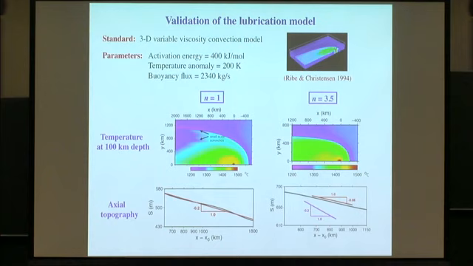Is it suppressing the small scale convection? I'm sorry? When you switch to a dislocation creep regime? Well, there was none here. I'm not sure why. I would think it should be enhanced. That's probably what you're referring to. Yeah, I would guess too, but it was not.